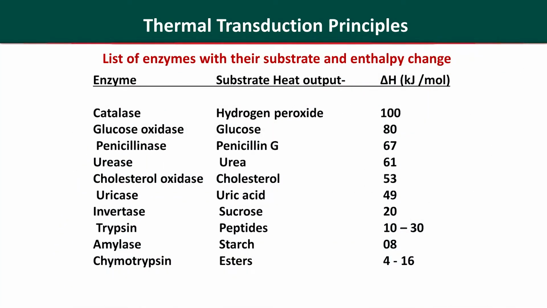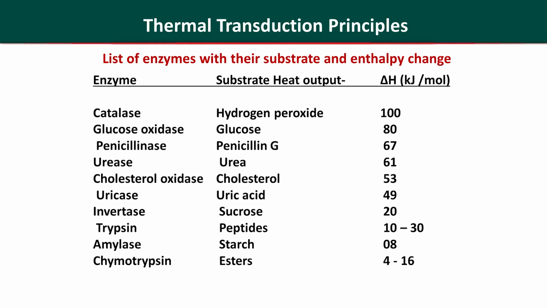Here you can see a list of the enzymes that are able to generate a huge amount of energy. For example, catalase, the substrate is hydrogen peroxide and it can produce 100 kilojoules of energy per mole. Glucose oxidase, the substrate is glucose and it can produce 80 kilojoules per mole. Penicillinase acts on the substrate penicillin G and it generates 67.